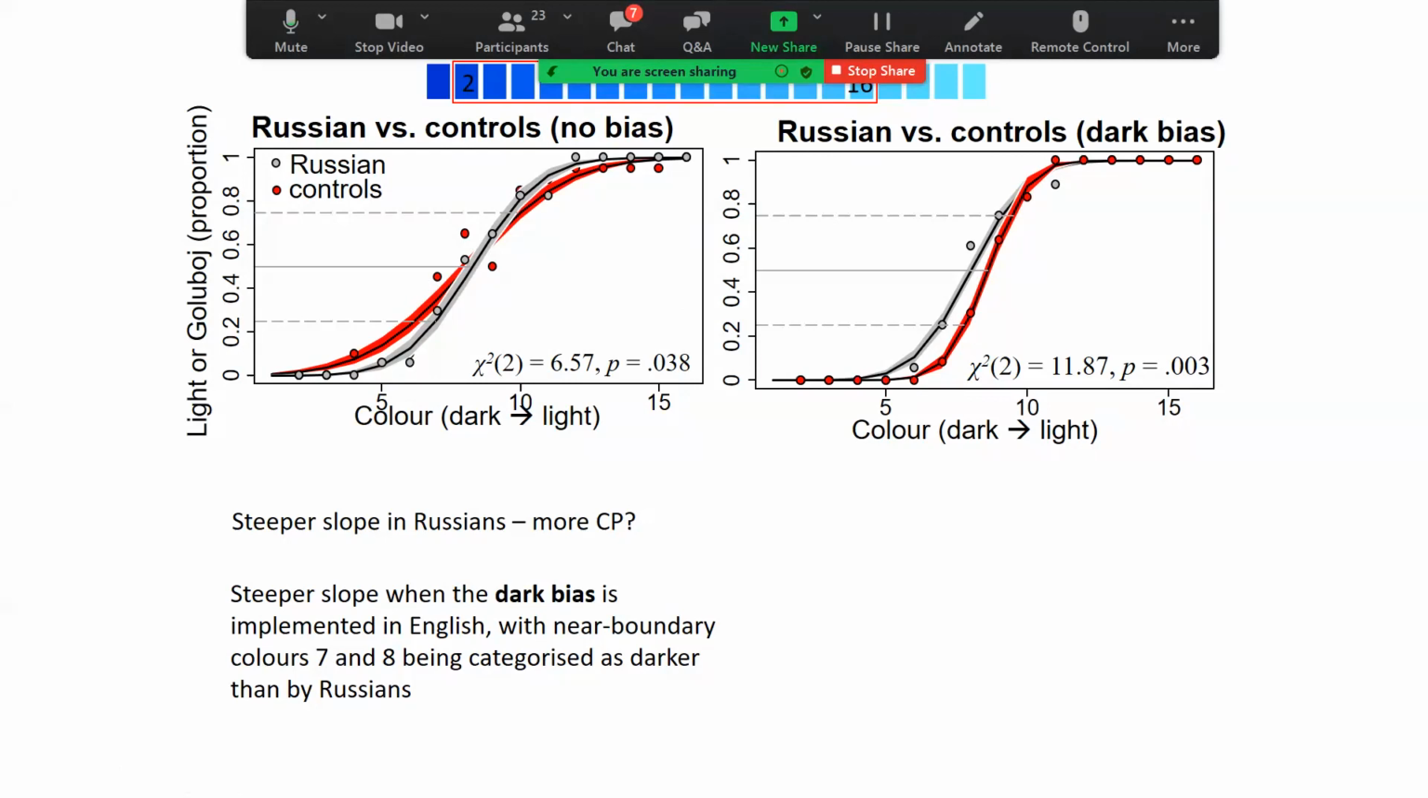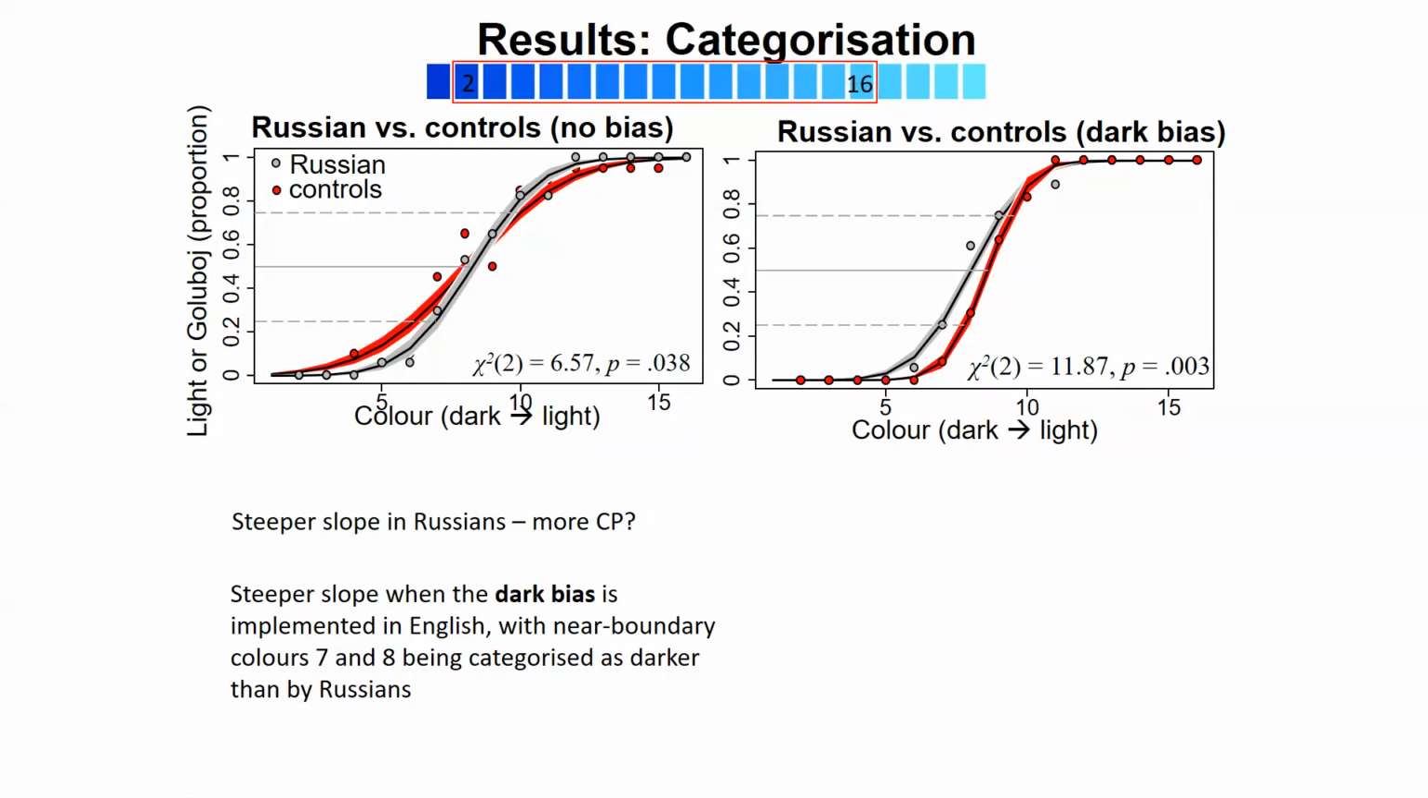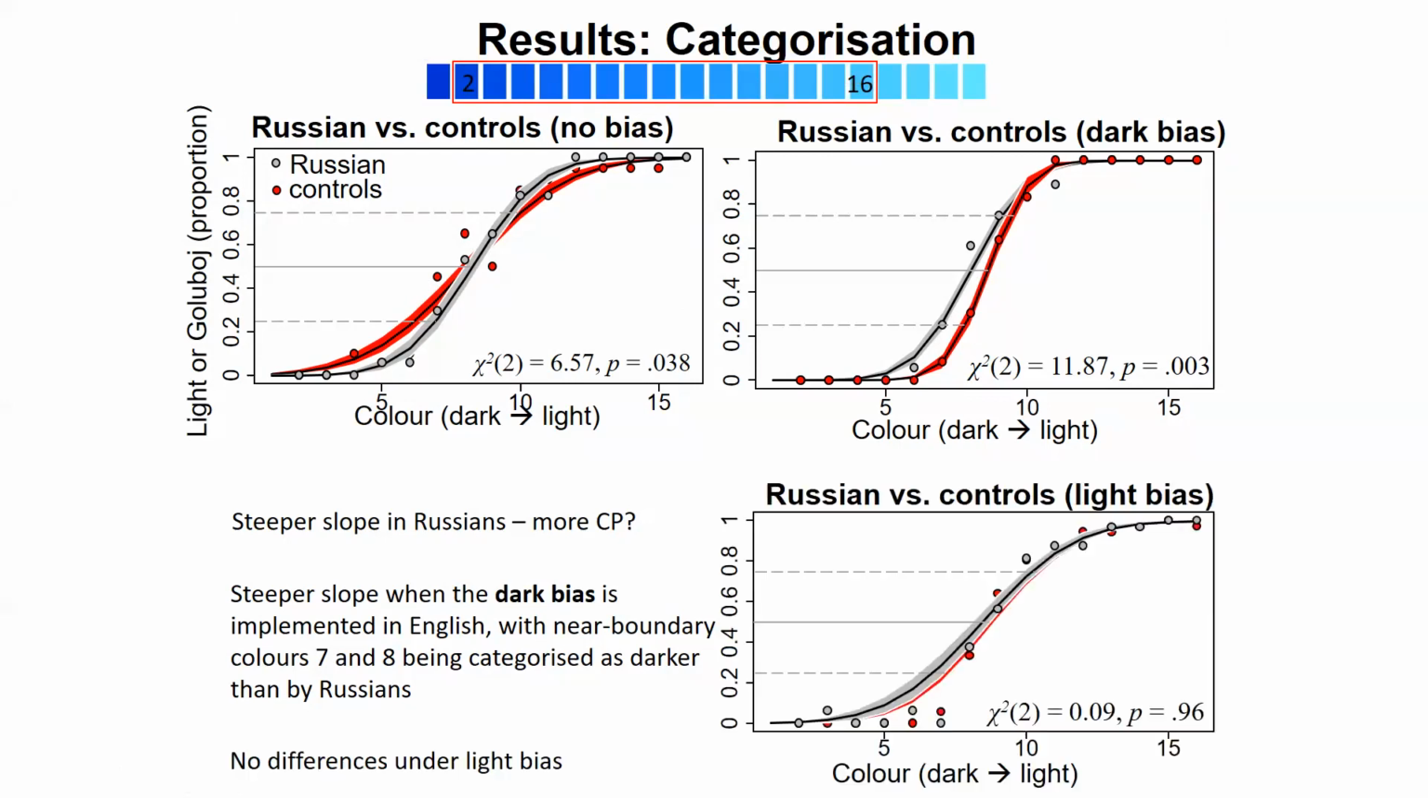So one could say that the controls are more affected by biasing when it's darker colors. Lighter colors not. So in lighter colors, we don't see a difference. And that's actually quite interesting because pragmatically, sinij and goluboj are asymmetric themselves. I will discuss that later. But first, let's look at the reaction times.